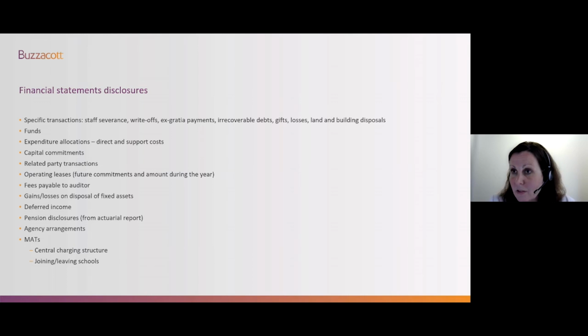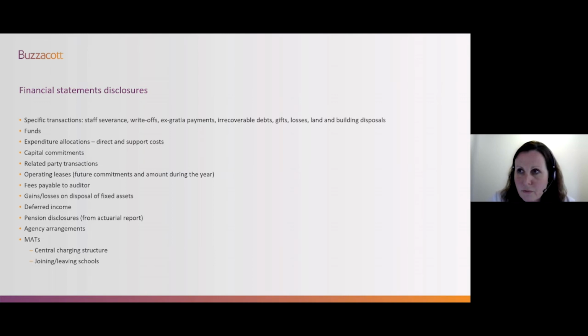And then just finally on this slide, just in terms of multi-academy trusts, central charging structure, have the information ready and the narrative around the central services and how much each school has been charged in year, and then the balances ready to disclose and include within the financial statements around schools that have left or have joined the trust during the financial year, and again further disclosures around those required by the accounts direction.